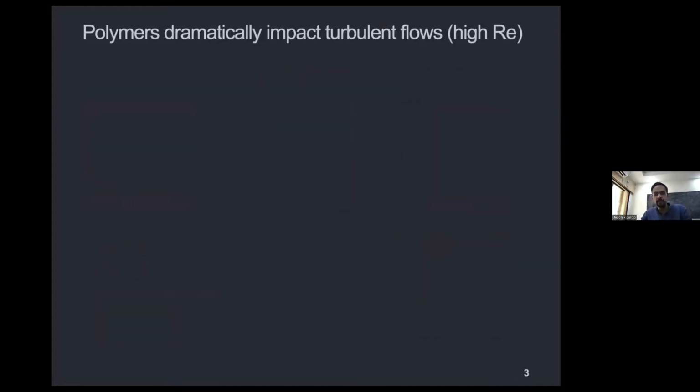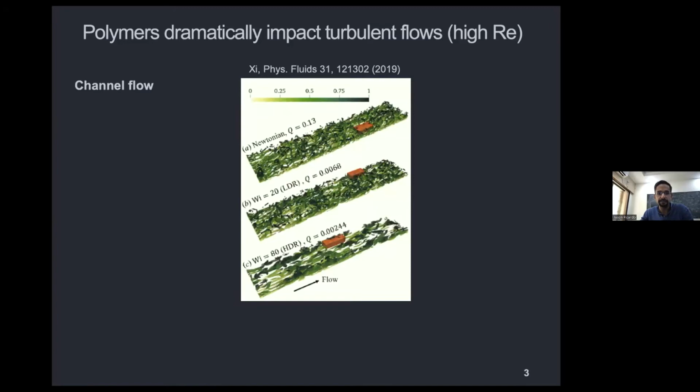All right, since I'm going to be talking about polymers and flows, I cannot but start with the famed Toms effect. Here is a relatively recent visualization of this effect, the drag reduction effect. If we start with a Newtonian channel flow, which is what you see on top here, this is a visualization of the vorticity at the bottom wall of a turbulent channel flow. And then you start adding in a bit of polymer, which is represented by this Weissenberg number increasing.